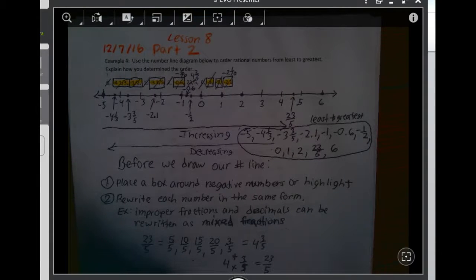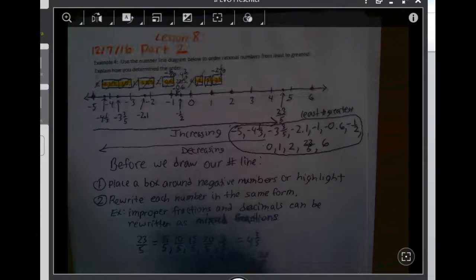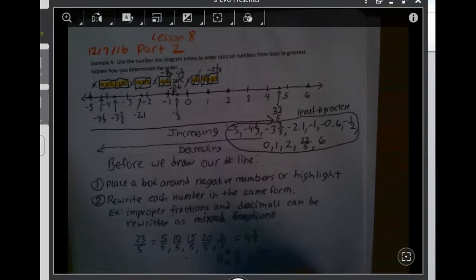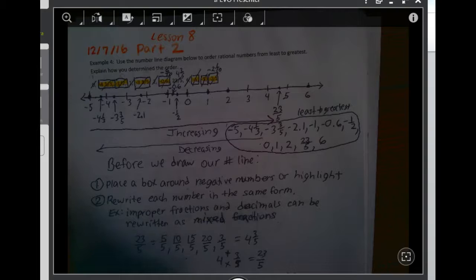So the next step that we did was we drew our number line and we plotted the negative numbers. As you plot, you should cross out each number to make sure that you don't leave out a number. And the last step, we plot our positive numbers.